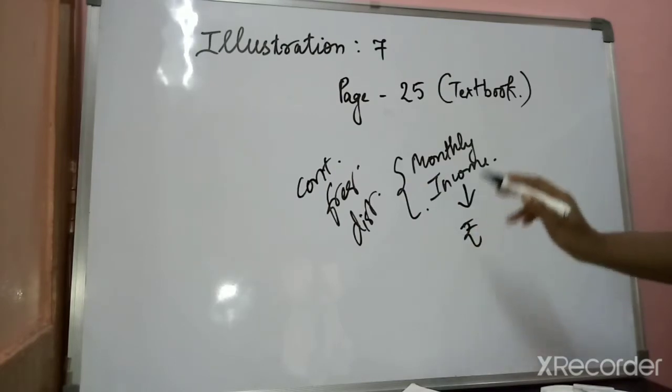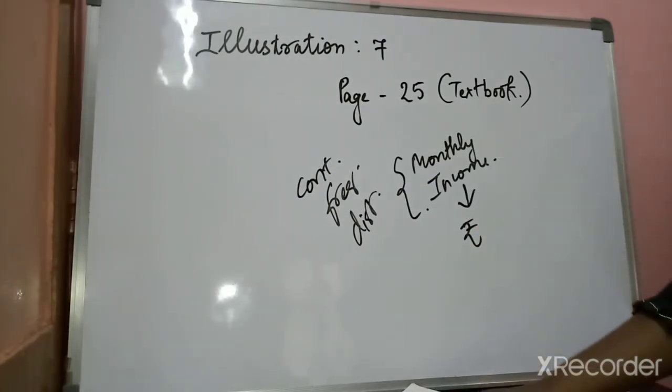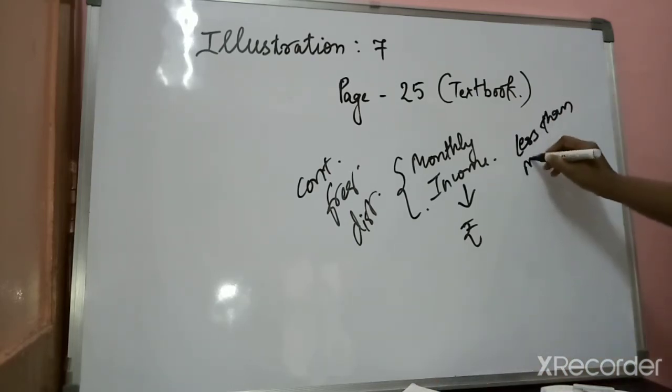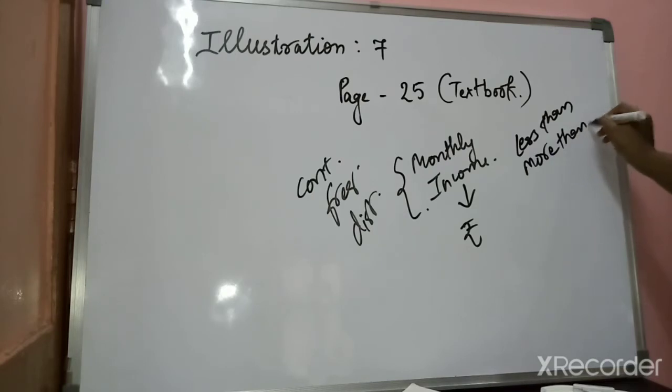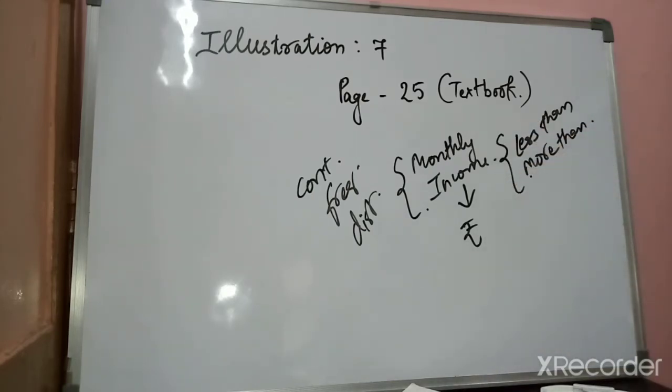Now from this you can see monthly income is something which can be measured in terms of rupees, right? So this data that has been given to you is a continuous frequency distribution. Clear? So now let's find out what it is asking: the less than type and the more than type. So now let's make the tables for these two things.